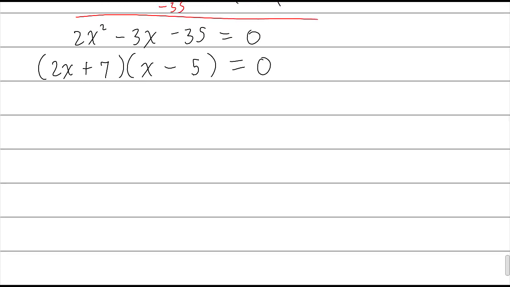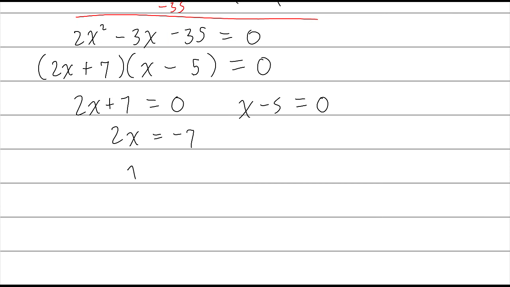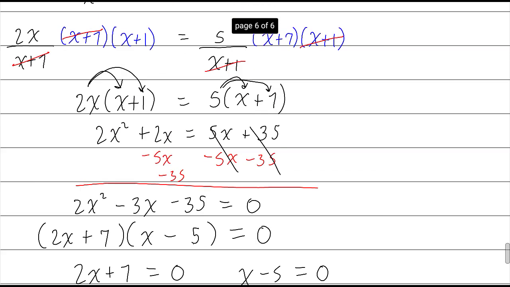Zero product property. Set both parentheses equal to 0. On the left, I'll subtract 7 from both sides, and then I'll divide both sides by 2. Negative 7 over 2. On the right, I will just add 5 to both sides, and I'll get x equals 5. Okay, and then I will check them.